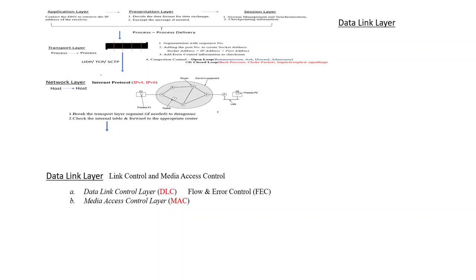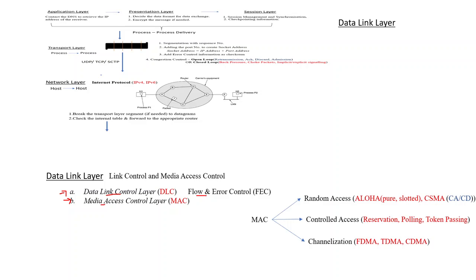Now, the data link layer is logically divided into two parts. One is the media access control layer, or the MAC layer, and the other is the data link control layer, or DLC. The media access control layer is concerned with accessing the transport media. After you have got access to the transport, that is the wired or the wireless media, the data link control layer protocols start kicking in. The main functions of the data link control layer are flow and error control mechanisms.